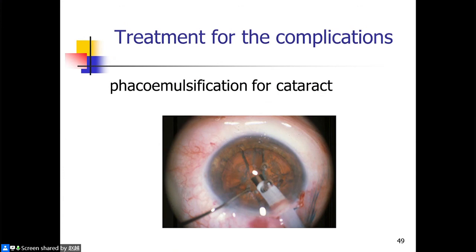Phacoemulsification for cataract. Phacoemulsification extraction and intraocular lens implantation should be performed under the condition that inflammation is well controlled. Local or systemic glucocorticoids should be used before and after surgery. Other immunosuppressive therapies should be combined when necessary to prevent the recurrence of postoperative uveitis.